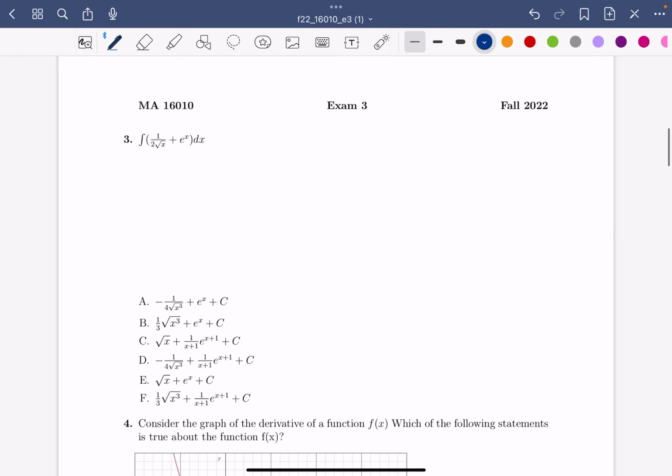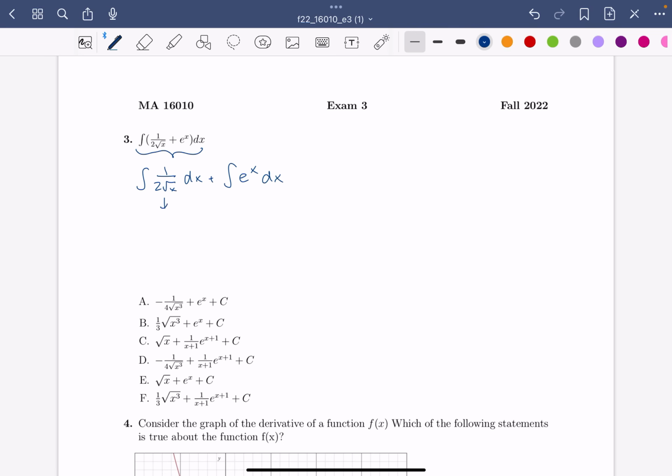Number 3, the integral of 1 over 2 square root of x plus e to the x dx. So the great thing about integrals is that if two things are added together, we can do them separately. So I'm going to do this in two parts. Essentially, this is equal to the integral of 1 over 2 root x dx plus the integral of e to the x dx. So I'm going to start with the harder part, which is that left part.